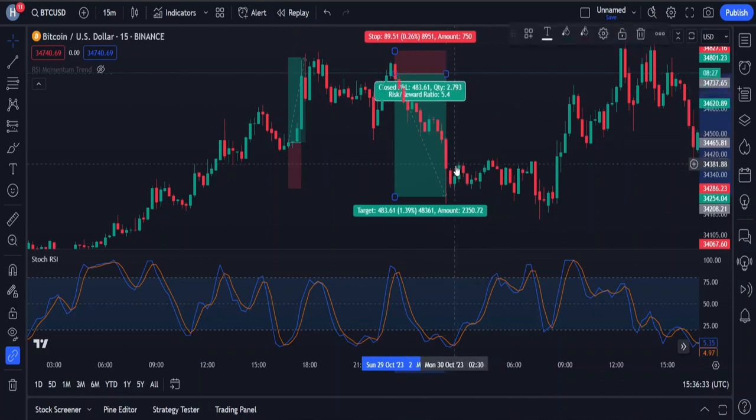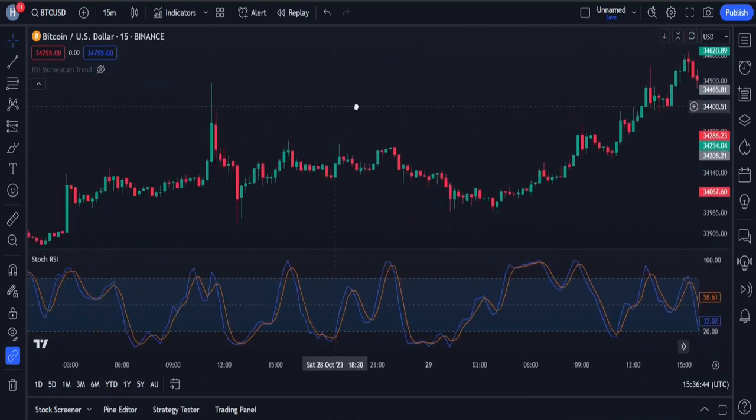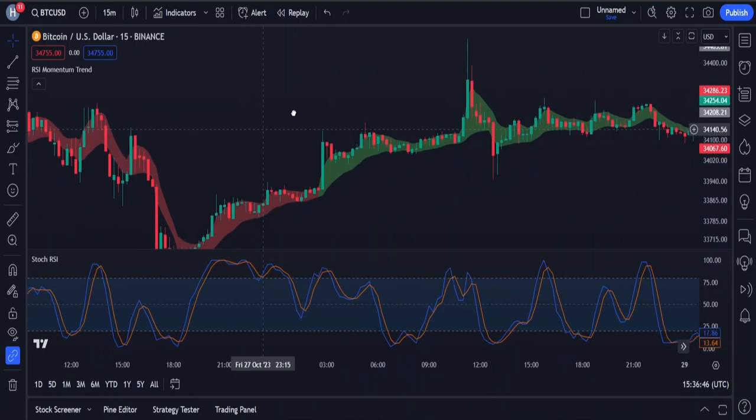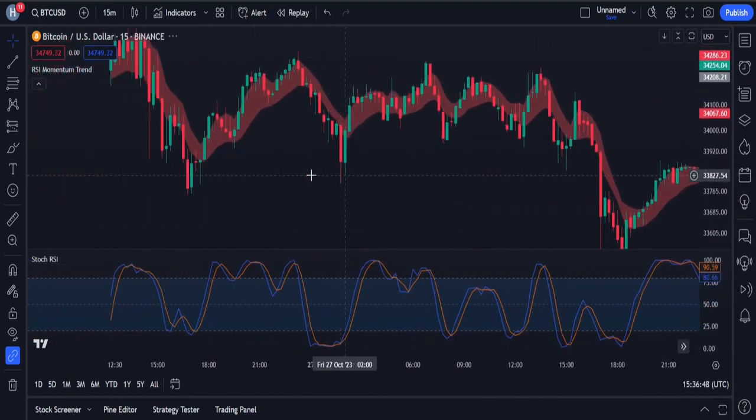So we will confirm the trend of the market using the RSI Momentum Trend indicator and use the Stochastic RSI to confirm the entry. Now that our chart is set and we know how we can read both of the indicators, let's go through the complete rules for entering a buy and sell trade using this strategy.